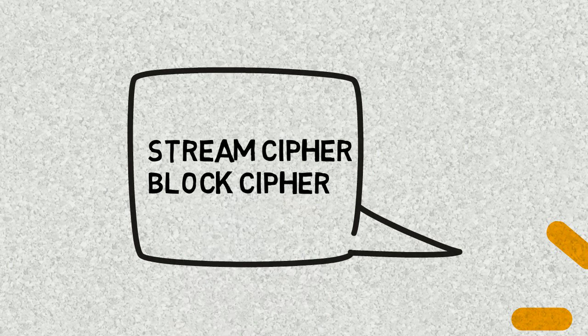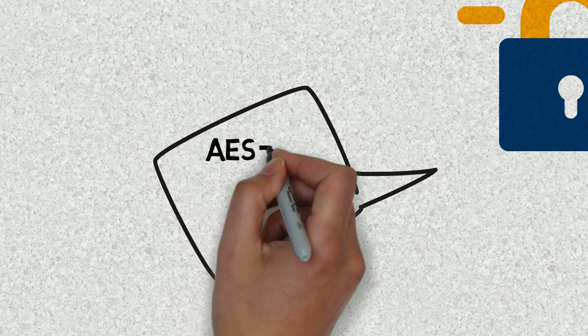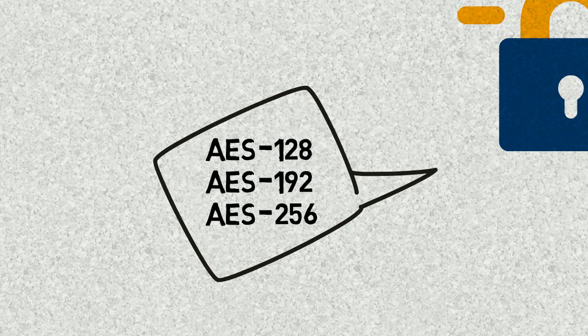In a stream cipher, each plain text digit is encrypted one at a time. A block cipher encrypts a block of text, rather than encrypting one bit at a time as in stream ciphers. Popular symmetric encryptions that are commonly used nowadays are AES 128, AES 192, and AES 256.